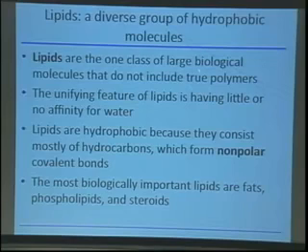They are actually not real polymers. As you'll see, they're formed from smaller individual building blocks, but they actually are not polymers in the same sense as we see for nucleic acids or proteins or carbohydrates. And the unifying feature is they don't interact well with water. They don't form hydrogen bonding interactions with water. They don't dissolve in water.